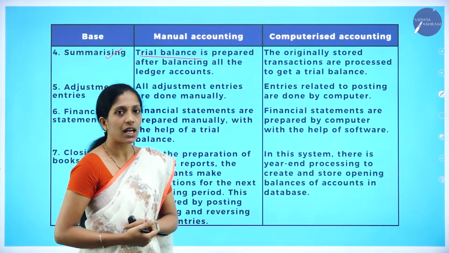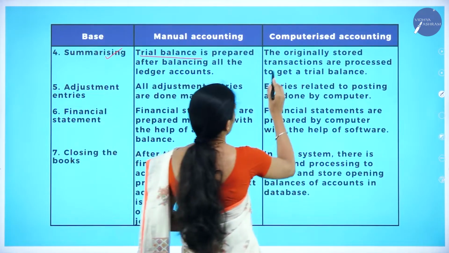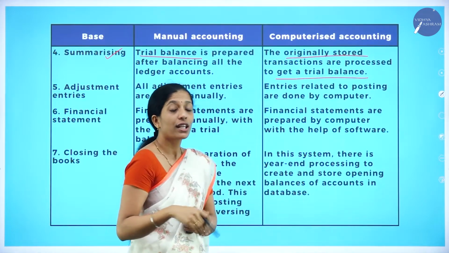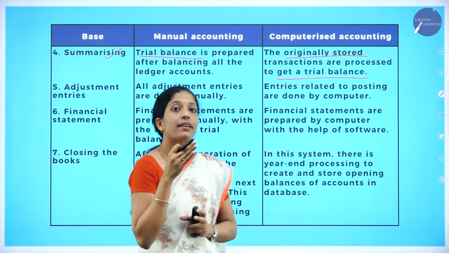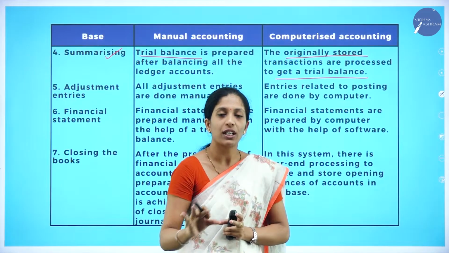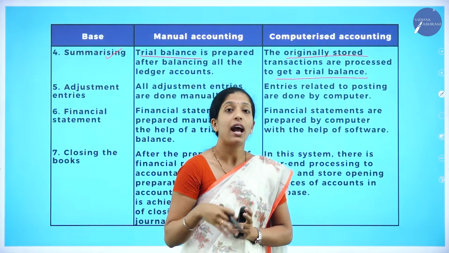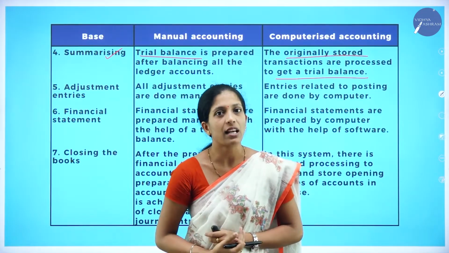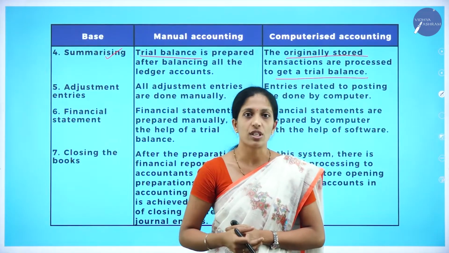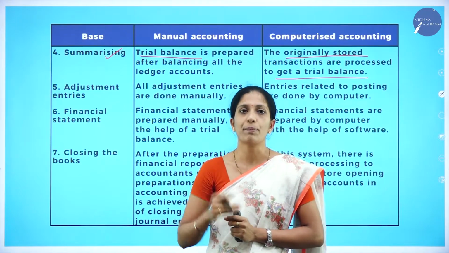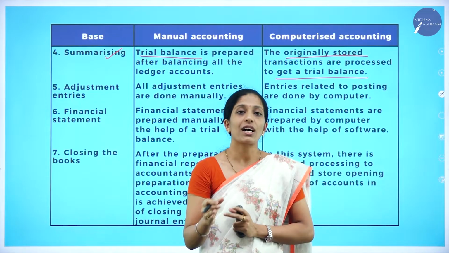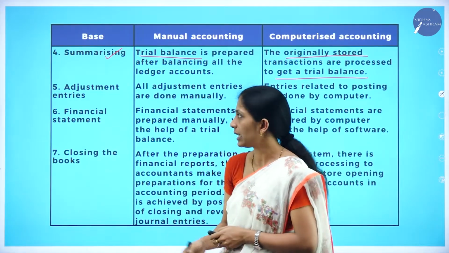Now coming to computerized accounting system, the originally stored transactions are processed to get a trial balance. So here each and every step is not done under computerized accounting system. Once the data is fed into the computer, it will classify itself as well as summarize the data by itself in the form of trial balance. No need to post it again and again from ledger and then prepare the trial balance. So once the data has been entered into the computer, it will be processed automatically.